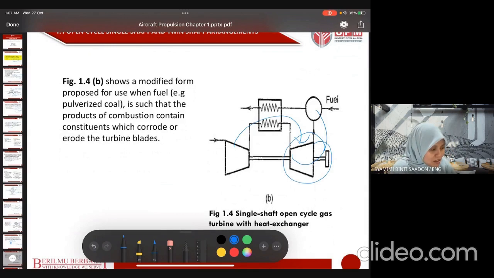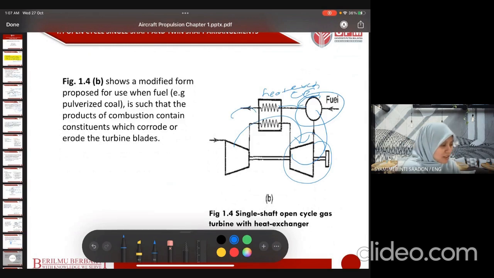Okay, so this is if the products of combustion contain constituent. Okay, so that means after combustion, after the process in the combustion chamber, we need to process the products exiting the combustion chamber here, in the heat exchanger, before it continues to complete the cycle. Okay, so this is another form.